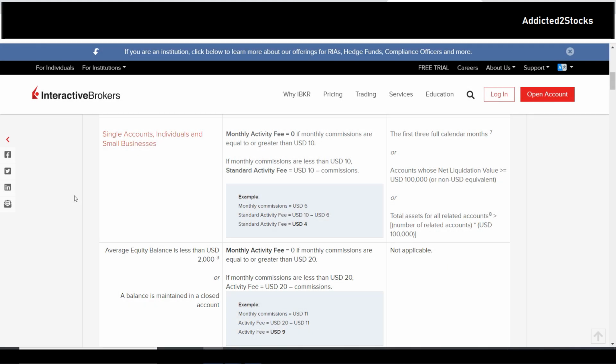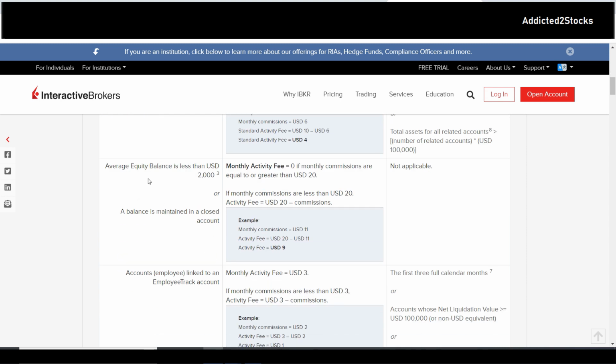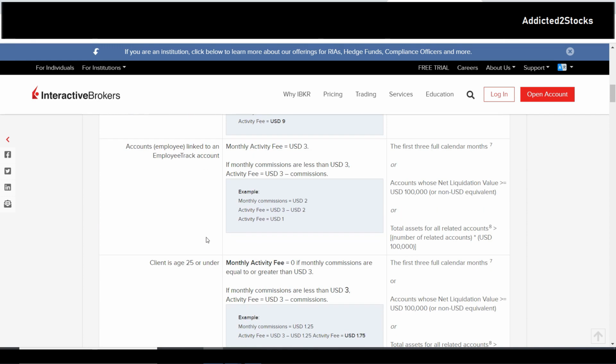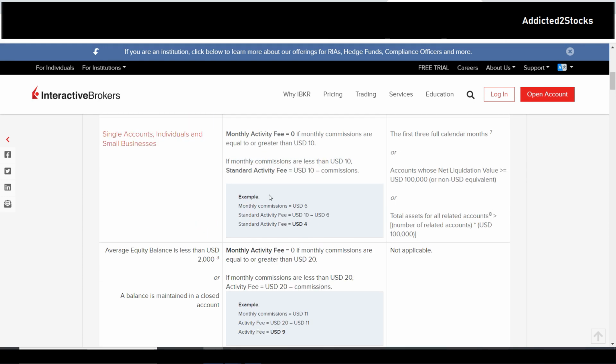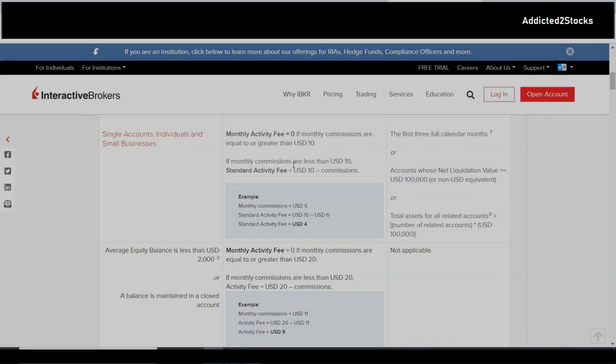So first of all, you have the monthly activity fee, which is explained here, and you have to generate at least $10 of commissions by trading each month. Now, this could vary if you, for instance, are under 25, it's just $3. However, for the usual accounts, it's $10. So if you have monthly commissions of $6, you still have to pay $4. And keep in mind, this also applies to sub accounts.